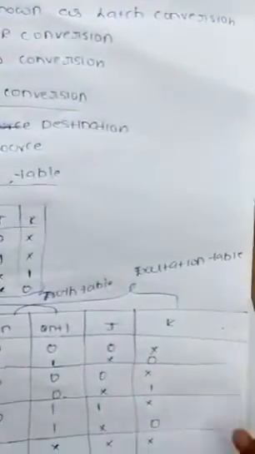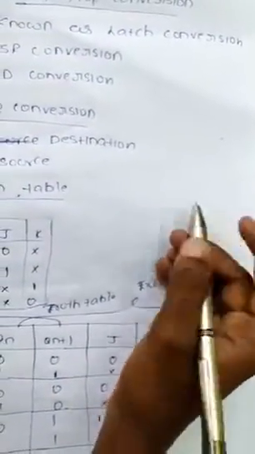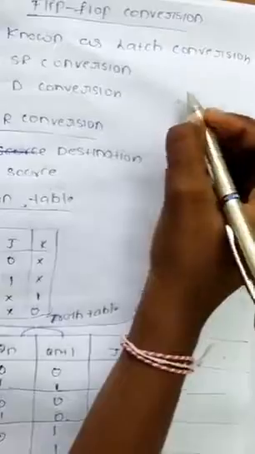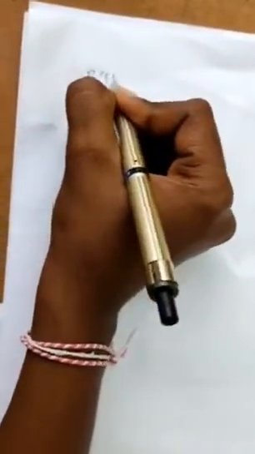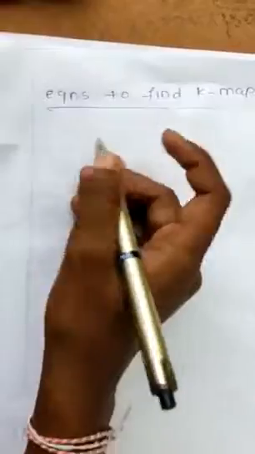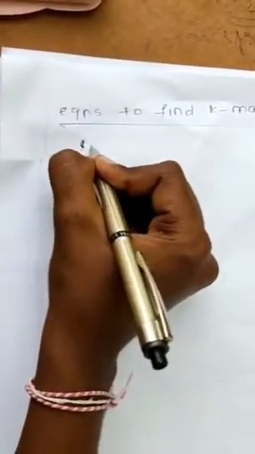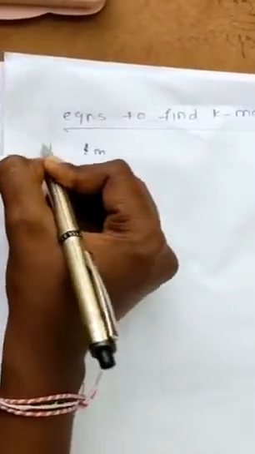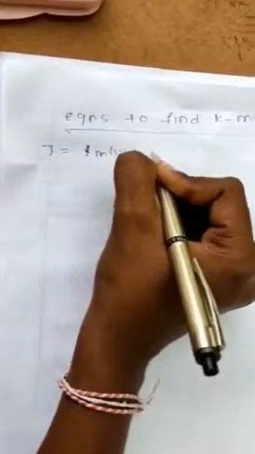Next we go for the equations. So here we take equations to find the K maps. The equations to find the K maps are sum of m. J equals to sum of m 4.